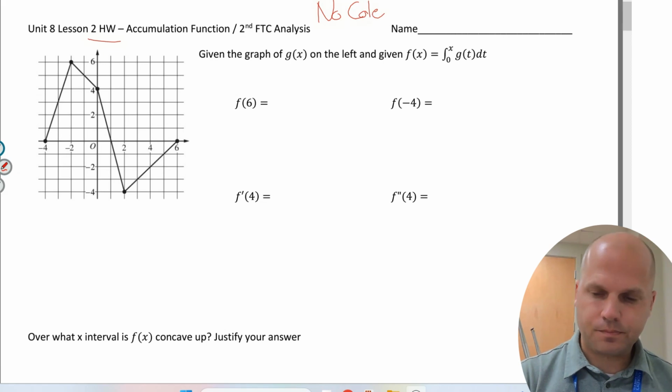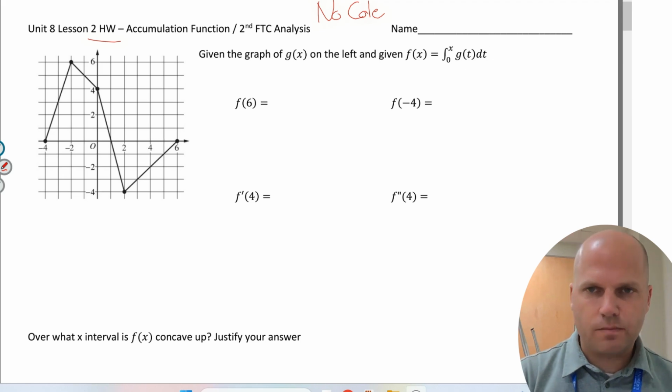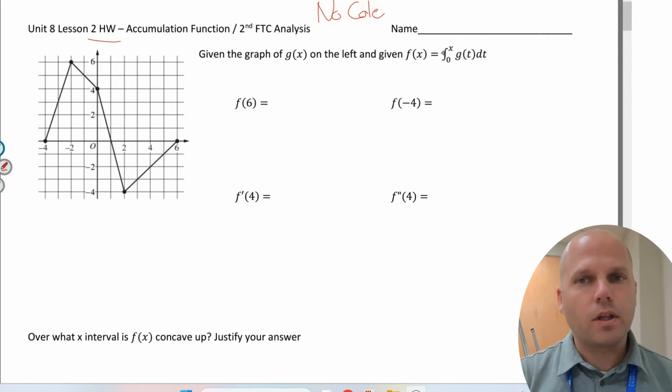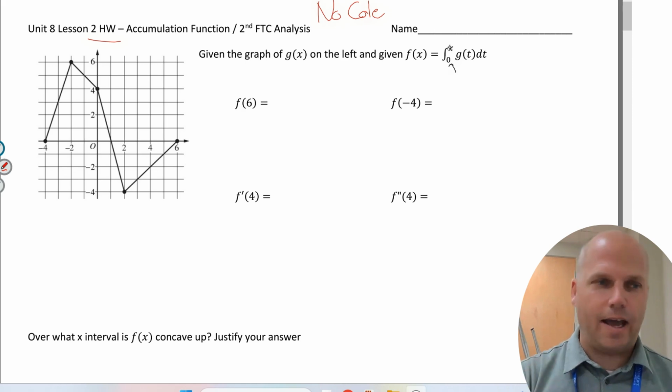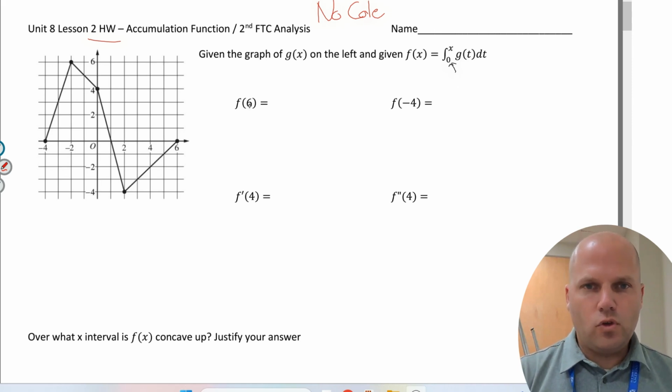We don't need a calculator. We're venturing into the world of what's called an accumulation function, where we are accumulating g starting at a starting point to a variable, to x, to what we choose it to be. If you want to find a value, you're replacing x with that value, and you plug that value in for x, not for t.